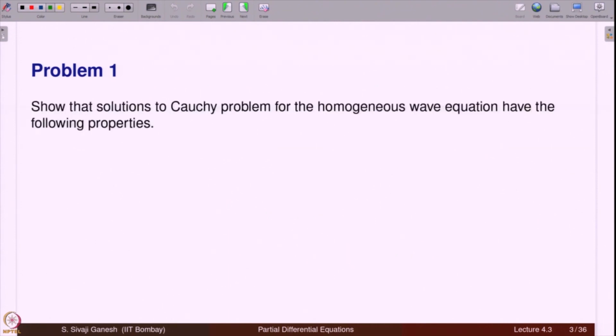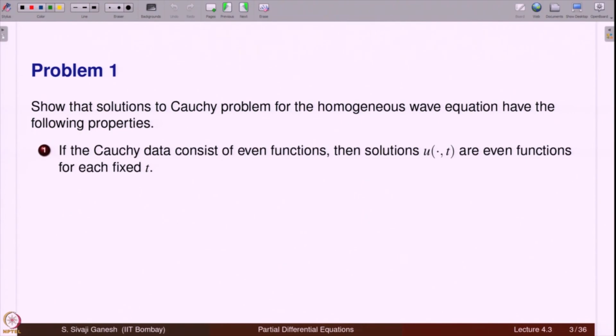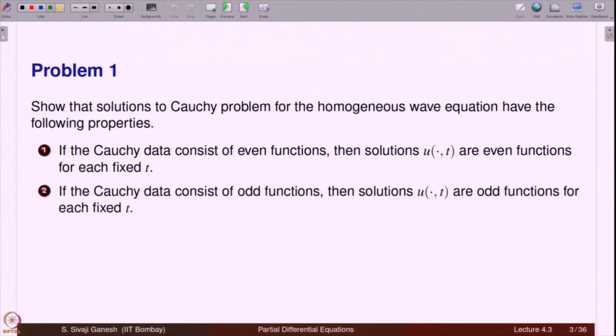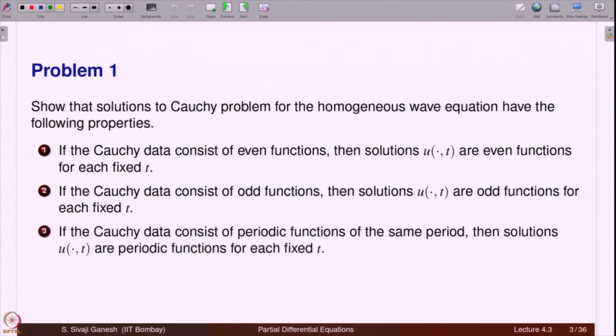So, the first problem: show that solutions to the Cauchy problem for the homogeneous wave equation have the following properties. What are they? If the Cauchy data consist of even functions, that is, the functions phi and psi are even functions, then the solution also is an even function at every fixed time instant t. Similarly, if the data consists of odd functions, the solution is also odd for each fixed t. And moreover, if the Cauchy data are periodic functions, phi and psi are periodic functions of the same period, then solutions are also periodic.